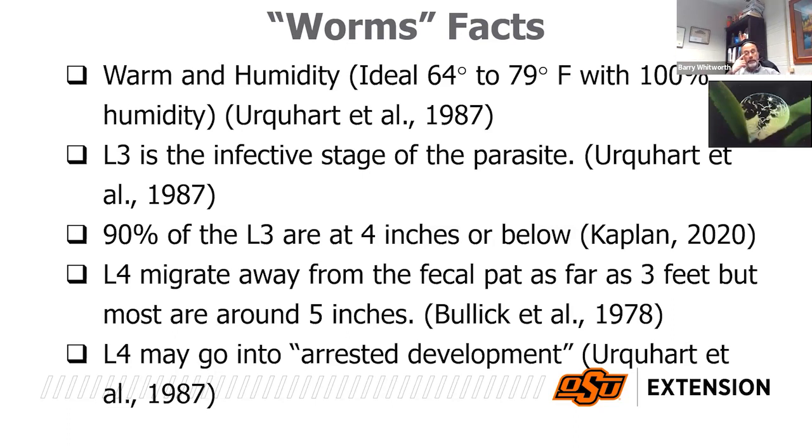That's our infective larva, that third stage larva. And a good fact to remember is 90% of those infective larvae are going to be at 4 inches or below in that grass. They can migrate away from that fecal pad, maybe as much as 3 feet, but most are going to be pretty close to it. And again, that L4 can go into arrested development and hang out for some time. That's a survival instinct that allows it to do that.